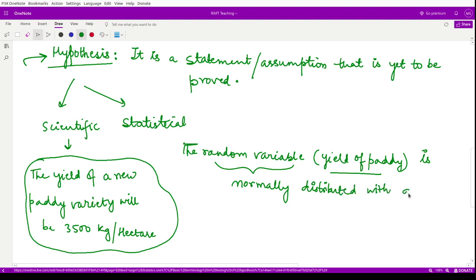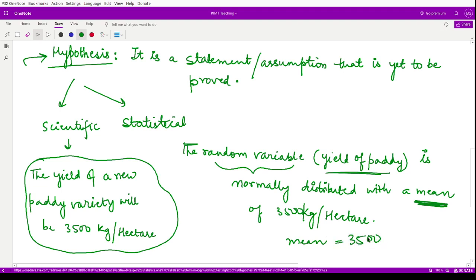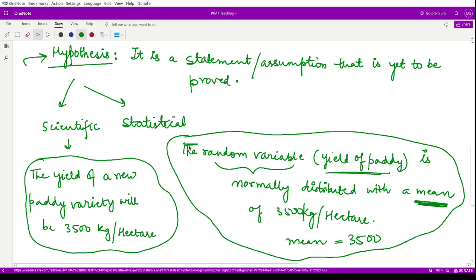with a mean of 3500 kg per hectare, right? So we are talking about the same thing, but now in terms of mean and variances. So we are saying the mean here of the random variable, which is the yield of paddy, is equal to 3500 kg per hectare, right? So this is the basic difference. That means we are talking about the same thing in terms of mean and variances now.